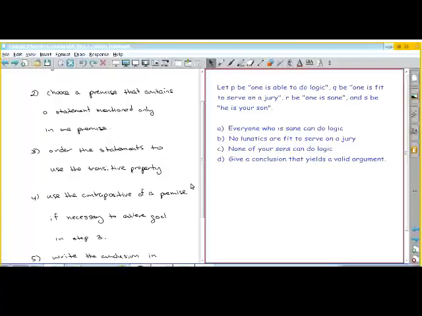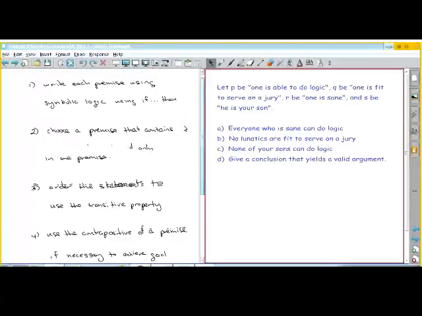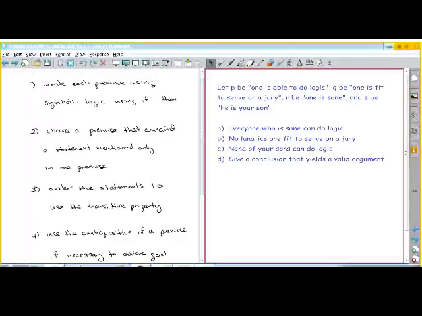Okay. So that's the procedure you go through. So we're going to do the next example, and we're going to just follow the steps. So this is problem number 50 in your book. So just write problem 50. And they actually tell you what letters represent what statements. Statement P is one is able to do logic. Statement Q is one is fit to serve on a jury. Statement R is one is sane. And statement S is he is your son.